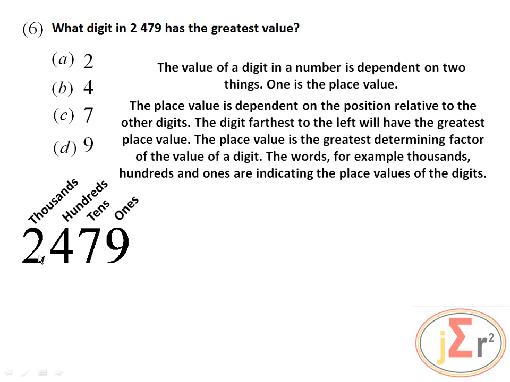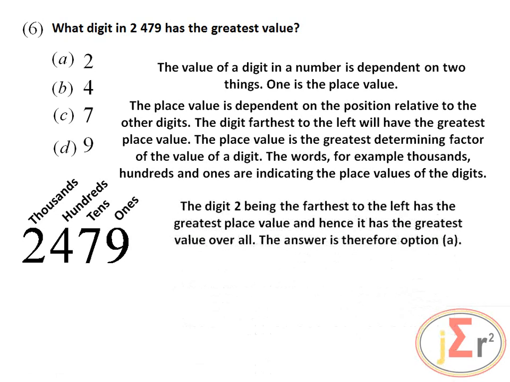2,479. In this case, the number or the digit furthest to the left is going to have the largest place value. And the place value is the greatest determining factor in the overall value of the digit. The digit 2, being the farthest to the left, has the greatest place value, and hence it has the greatest value overall. The answer is therefore option A.